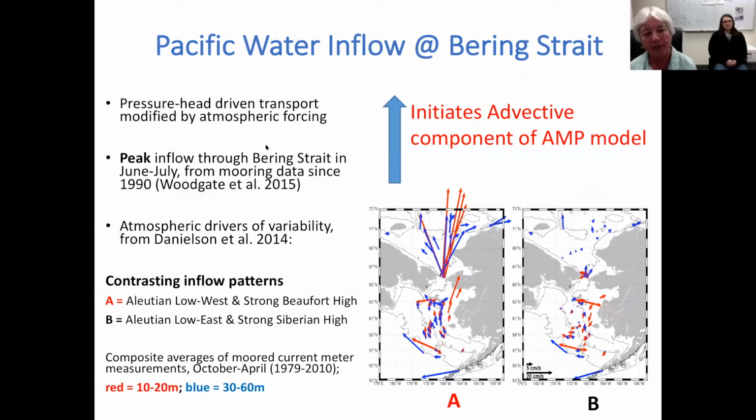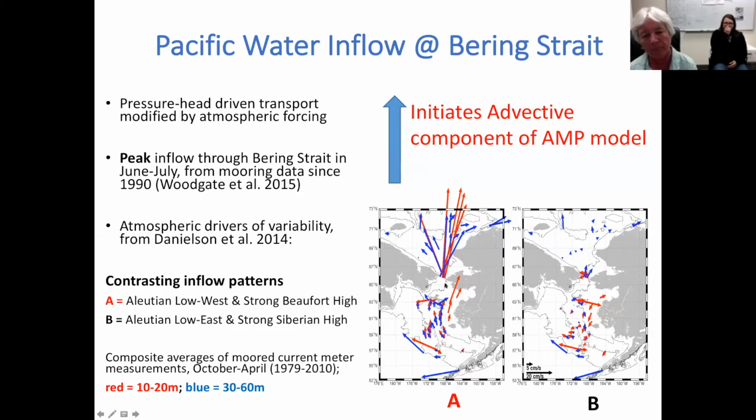With regard to the AMP model itself, work by Seth Danielson at Bering Strait, I found very compelling, because that northward flow is really driven by the pressure head between the northern Bering or the North Pacific and the Arctic. But that peak inflow is what I was interested in looking at. And from Seth's modeling work, he was able to describe these two very different and alternating conditions, which were really related atmospherically to the position of the Aleutian low and the Beaufort high versus the Siberian high.